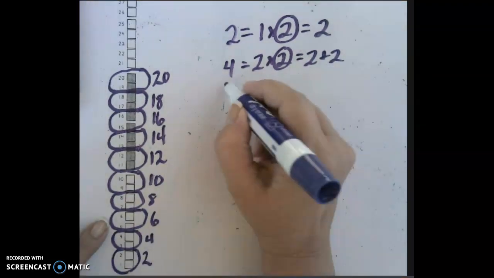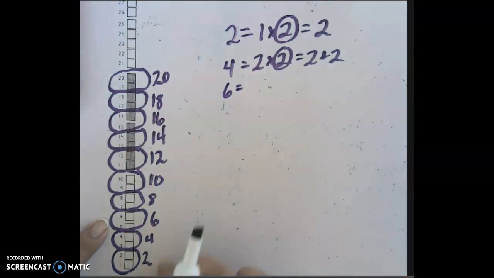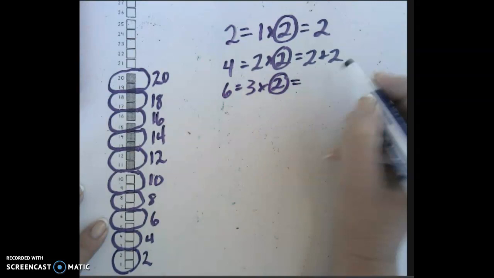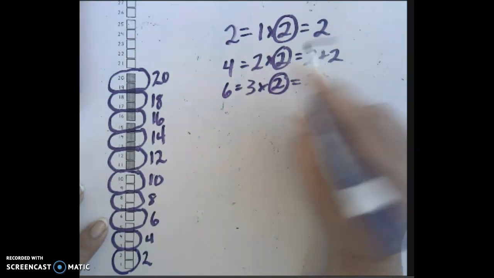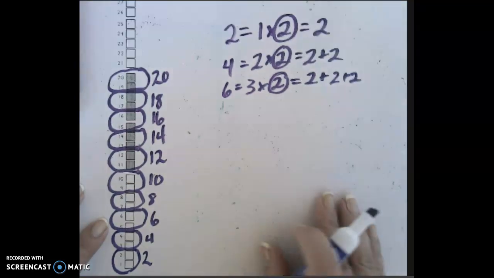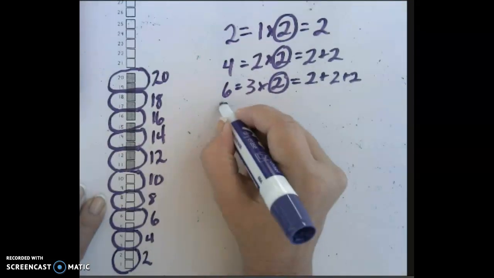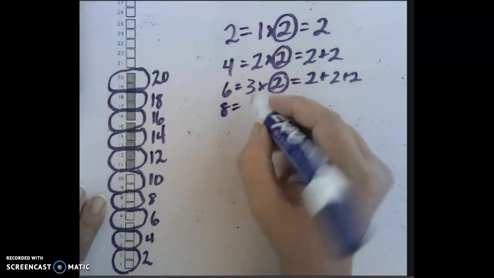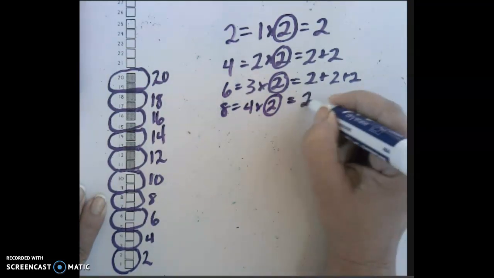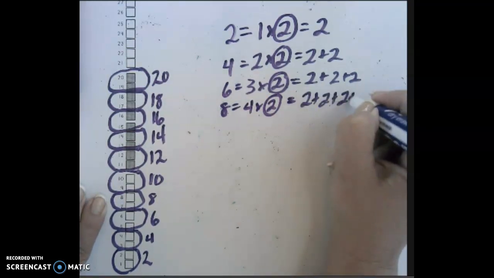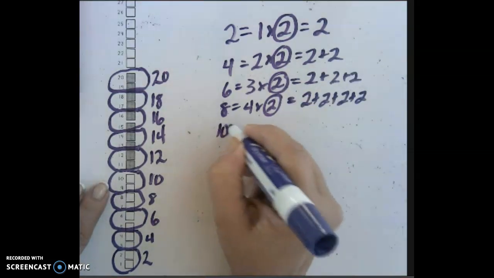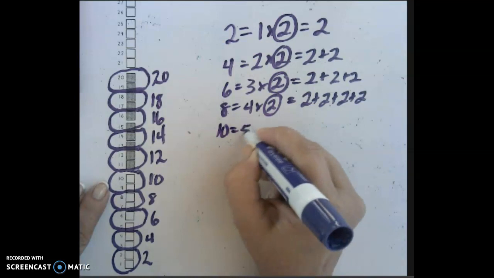Next, I've got 6. And 6 is the same as 1, 2, 3 groups of 2. That's the same as adding 2 three times. 2 plus 2 plus 2. 2, 4, 6. Next, I've got 8. And I've got 4 groups of 2, which is the same as adding 2 four times. 2, 4, 6, 8. Next, I've got 10, which is the same as 5 groups of 2.